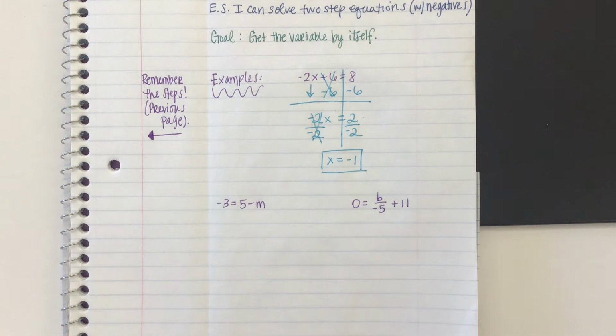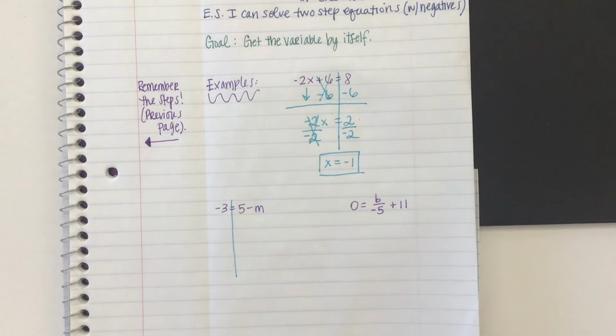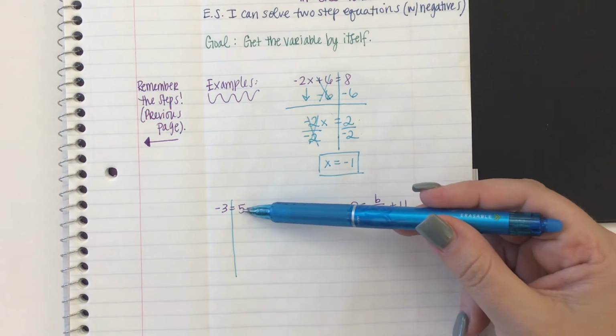-3 is equal to 5 minus m. Draw a line down the equal sign. Find the side with the variable. Find the number not attached to the variable and perform the opposite operation.